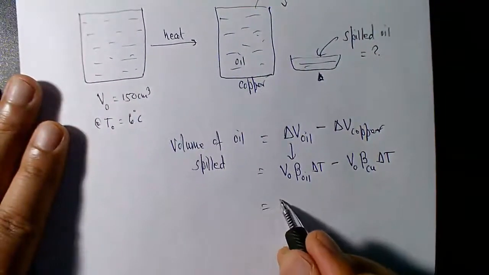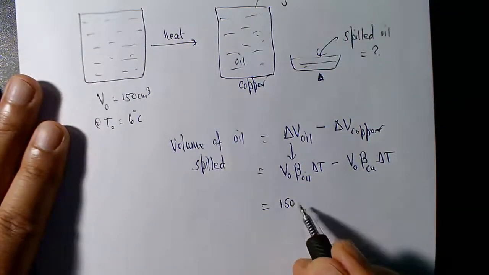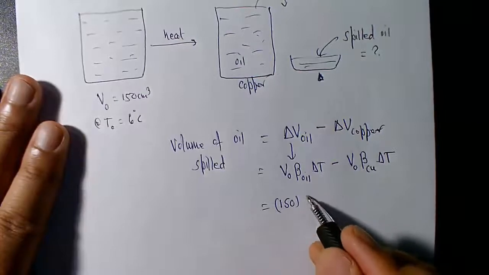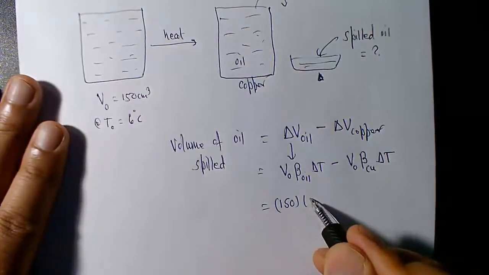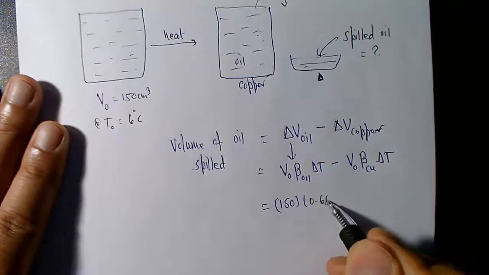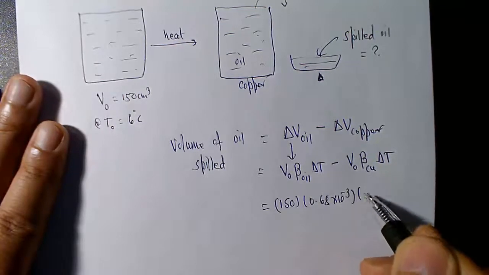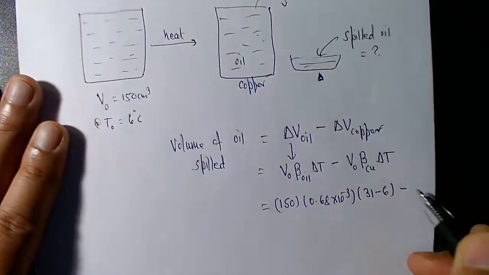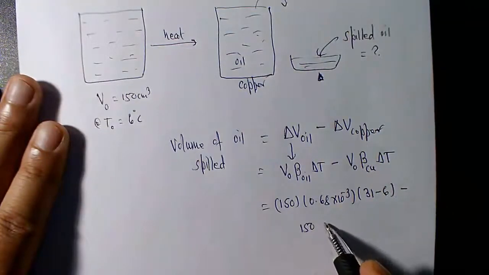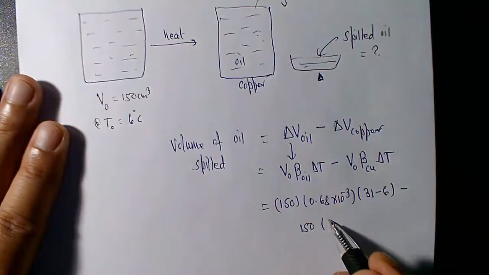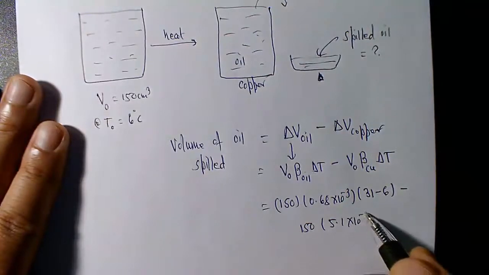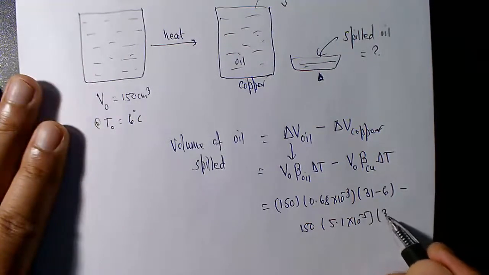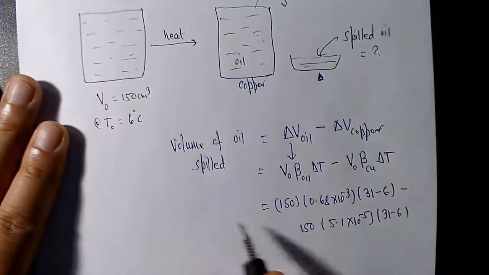So initial volume is 100. Let's calculate everything in centimeter cube, and your final answer will also be in centimeter cube. So beta of oil. Oil has 0.68 10 to the power -3. Change in temperature, you can just keep it in Celsius, is 6. The beta for copper is 5.1 10 to the power -5, and 31 minus 6. So that's it.